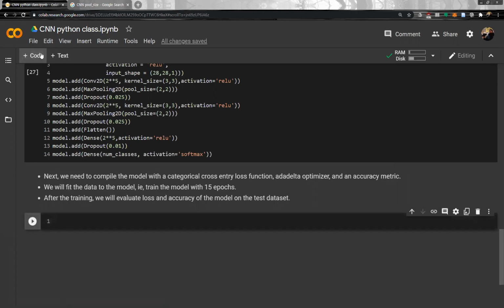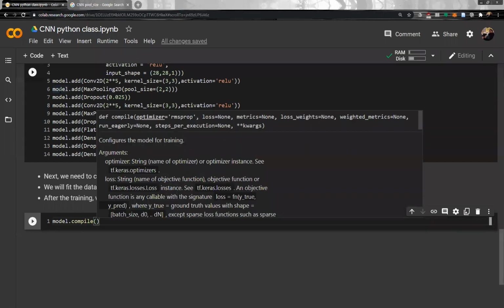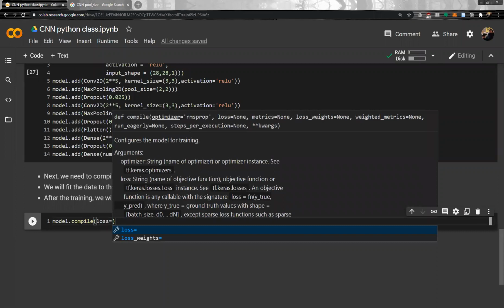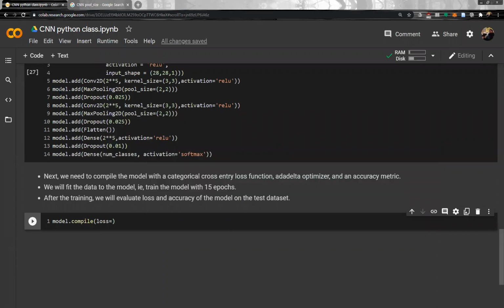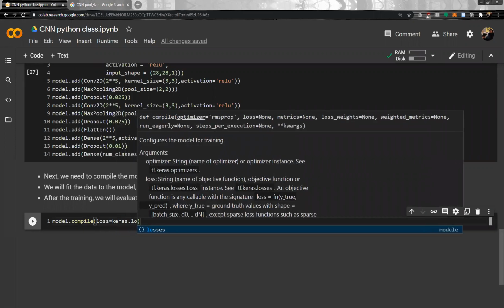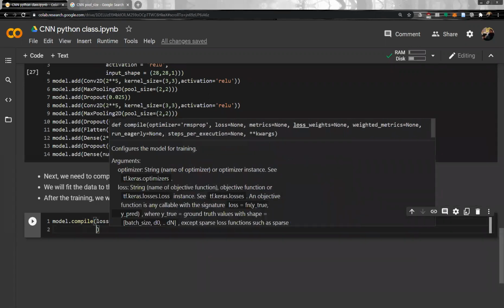So, we have to compile. We have to model.compile. And then we'll define the loss function. Loss is what? Loss is the categorical cross entropy. Okay, good.